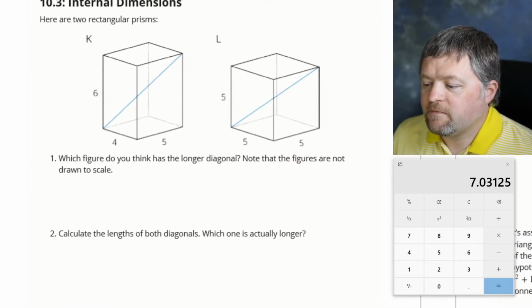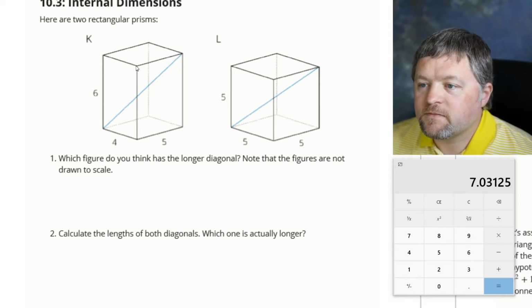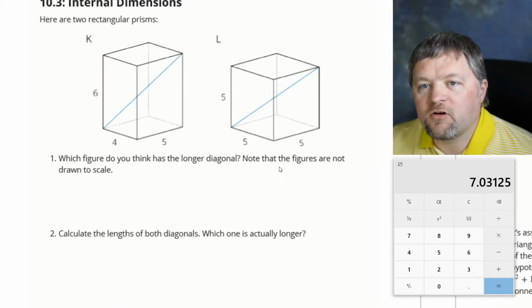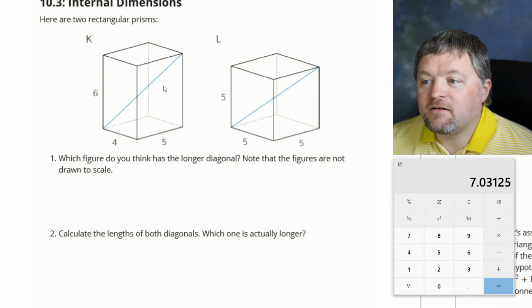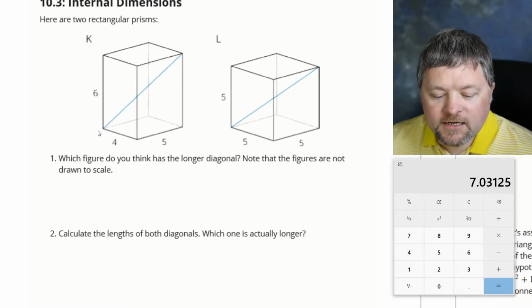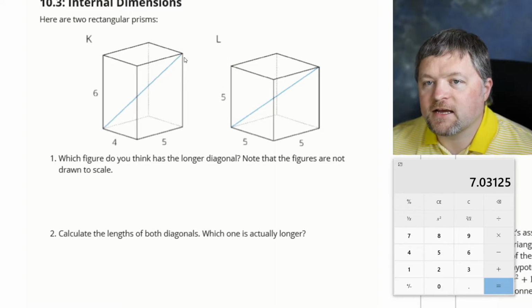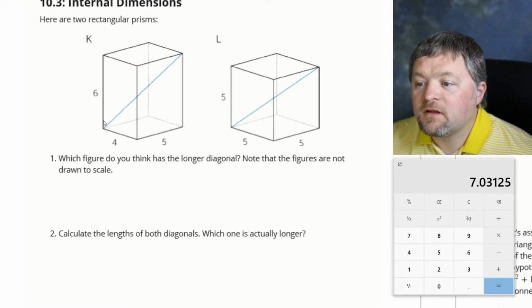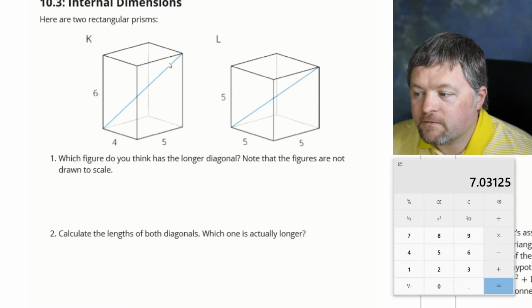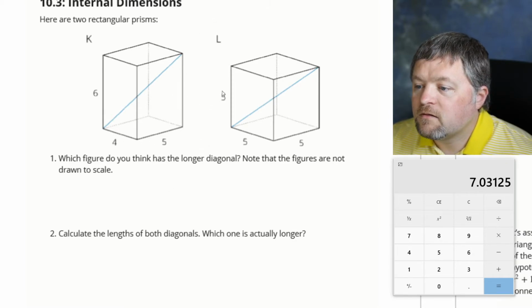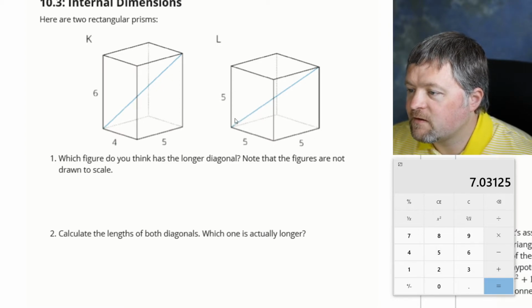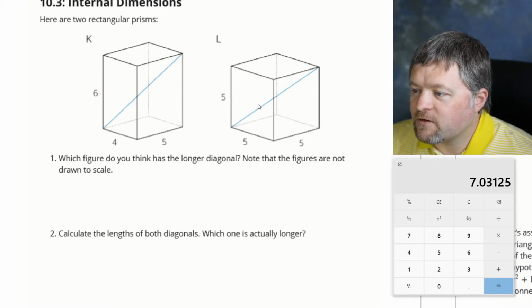Internal dimensions. Here are two rectangular prisms, K and L. Which figure do you think has the longer diagonal? Note the figures are not drawn to scale. So the diagonal of a figure goes from one vertex, one corner, to the opposite vertex across. To figure out just how far that's going, well, let's look first. If this one is 5 by 5 by 5, how long do we think that would be?